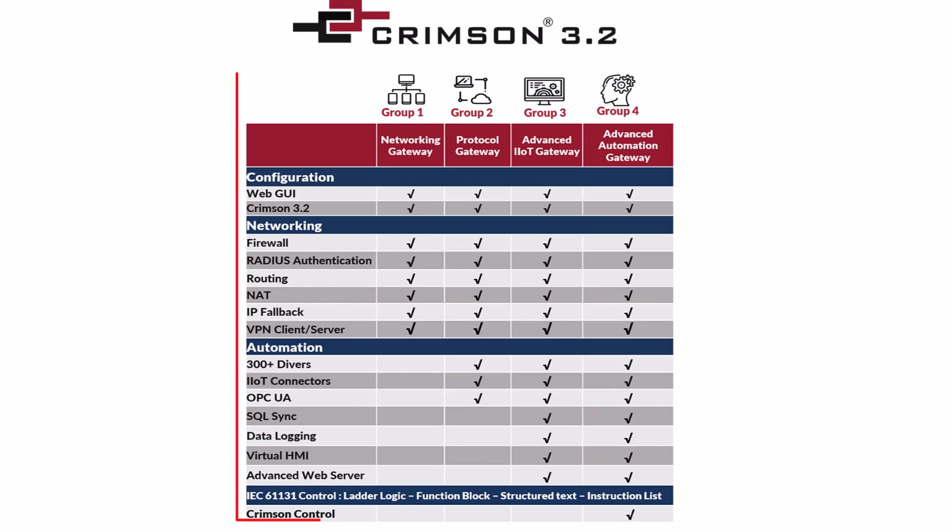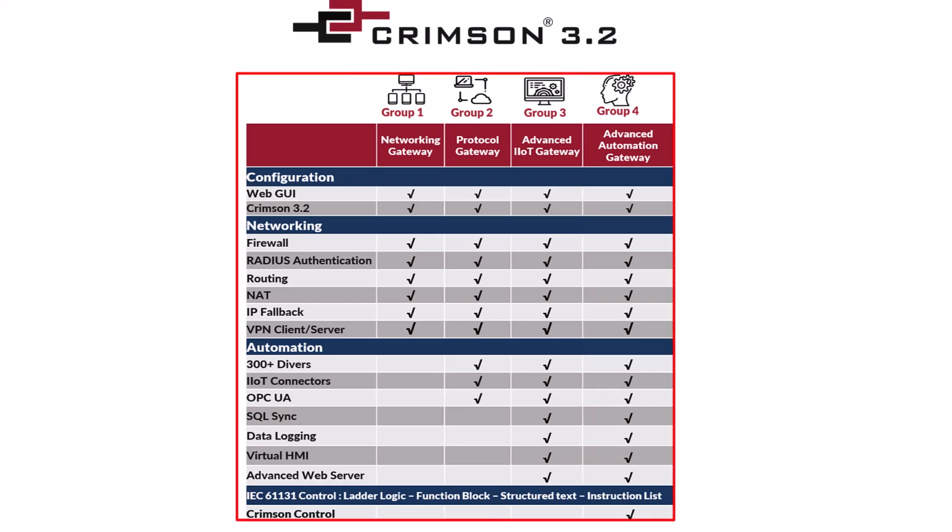Our highest Group 4 feature set unlocks the full potential by adding Crimson Control, our IEC 61131 programming ability within Crimson. Crimson Control allows users to program using ladder logic, function block, instruction list, and structured text, further enhancing the device to become an industrial controller while still retaining all networking and protocol gateway features.